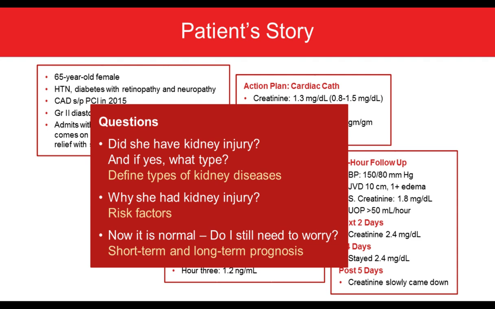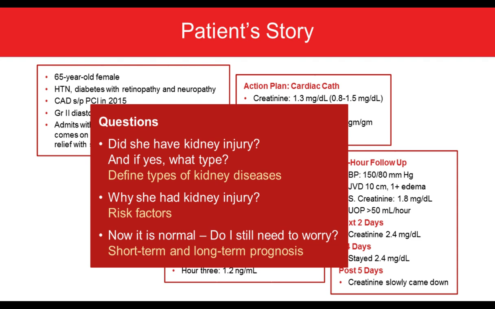She comes to the ER with a complaint of chest pain, going on for 2 weeks, intermittent, comes on with activity, and she came to the ER finally as she was not getting any relief with sublingual nitro. So in the ER on examination, she was hemodynamically stable, no fever.